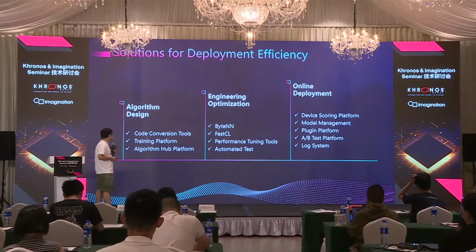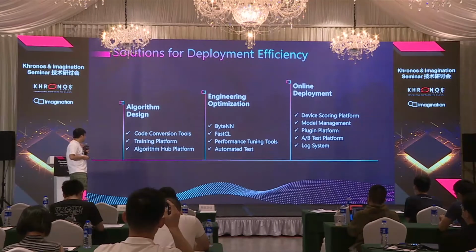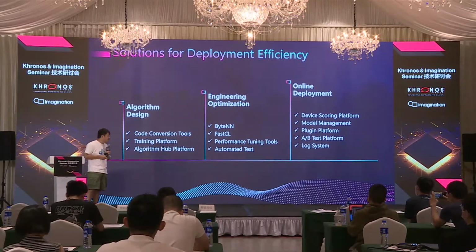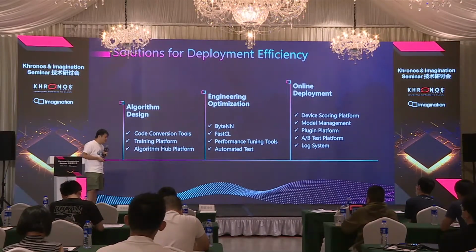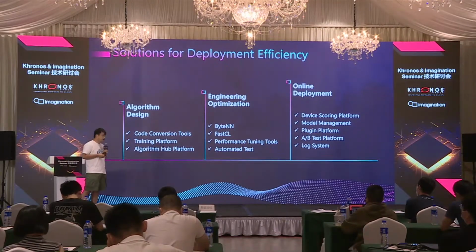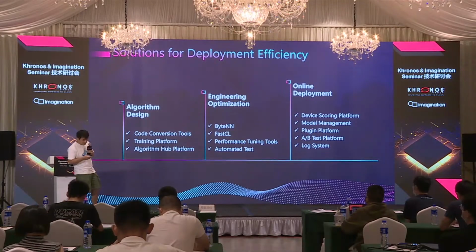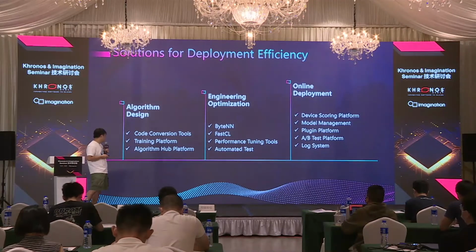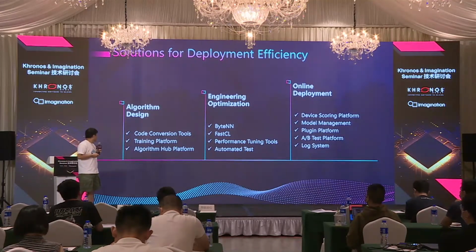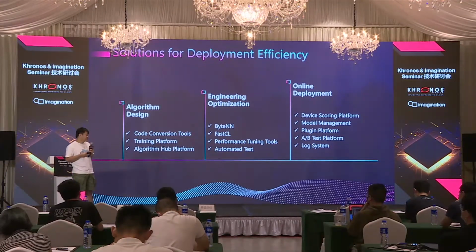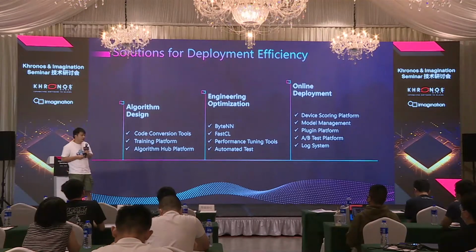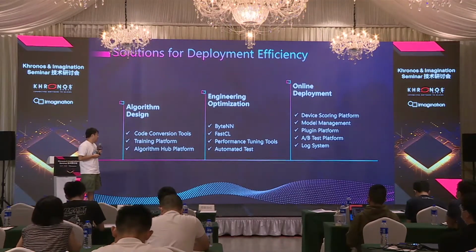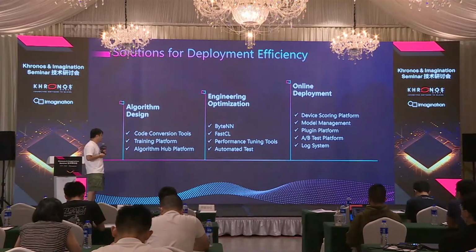And here I'd like to mention our solutions for deployment efficiency from three phases. In algorithm design for NN, we have code conversion tools and also a training platform, which includes models, quantifications, etc. And we also provide an algorithm hub platform. Our business partners can have access to this algorithm hub platform to see what algorithms are already supported, avoiding repeatedly reinventing the wheel. And many of our algorithm developers have Python backgrounds, but when making the deployment, we use the native type. That's why we also have provided from Python to C++ code conversion tools, which solves the problem of making that conversion between different coding languages.